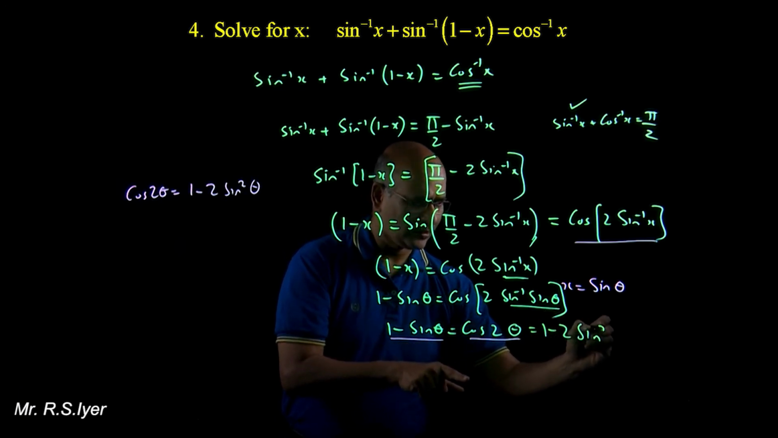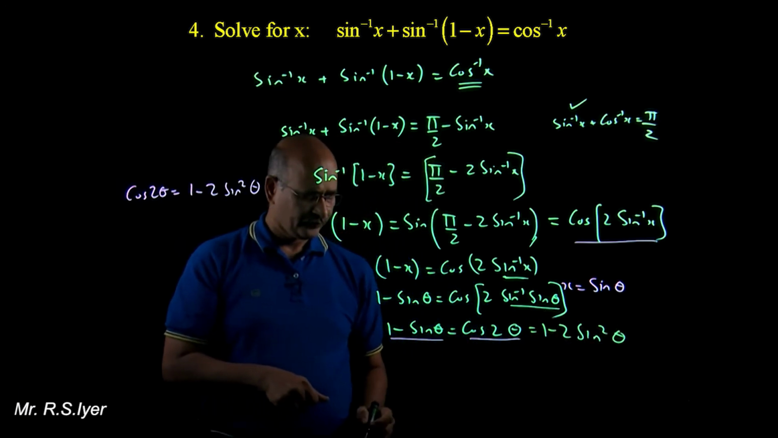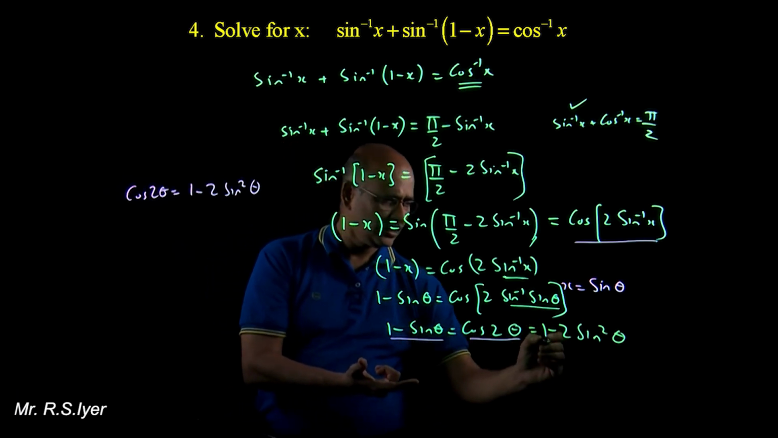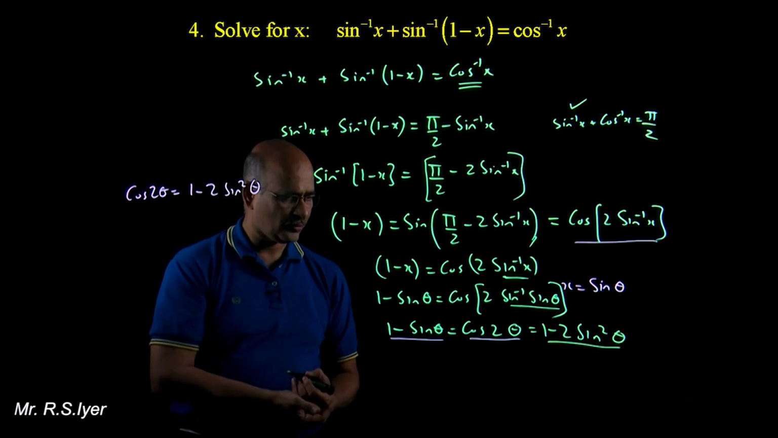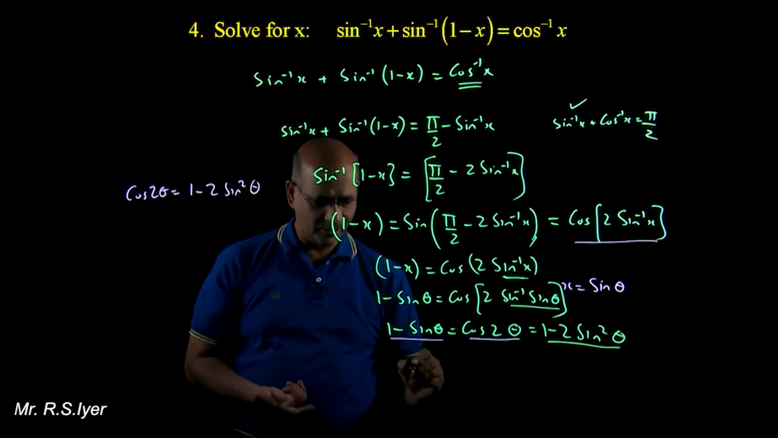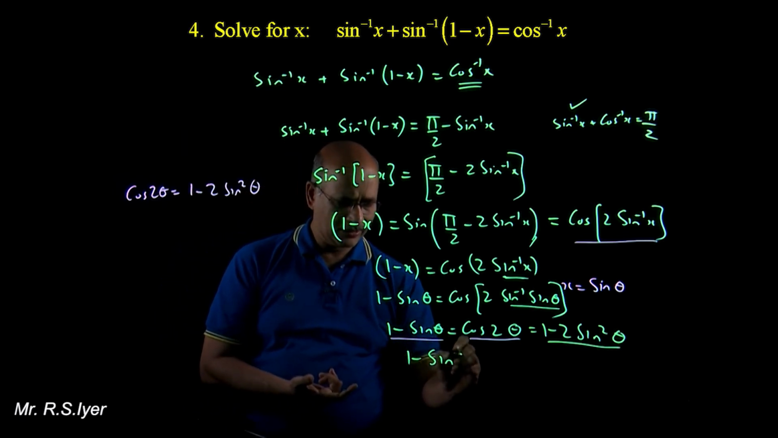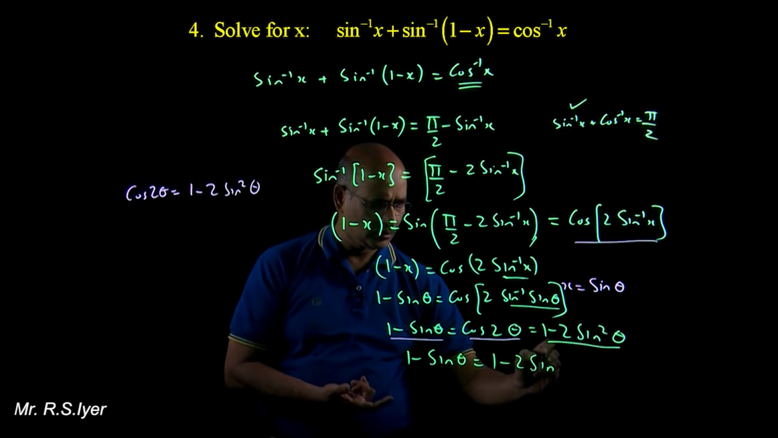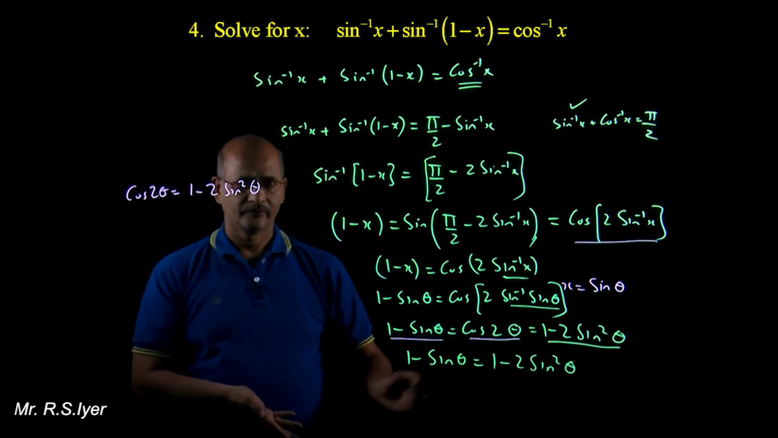So this I can write now, which is equal to cos 2 theta is 1 minus 2 sine square theta. So finally, what is going to happen? 1 minus sine theta is equal to 1 minus 2 sine square theta. So I'll just write it down here. 1 minus sine theta is equal to, bring this down, 1 minus 2 sine square theta. Check yourself.